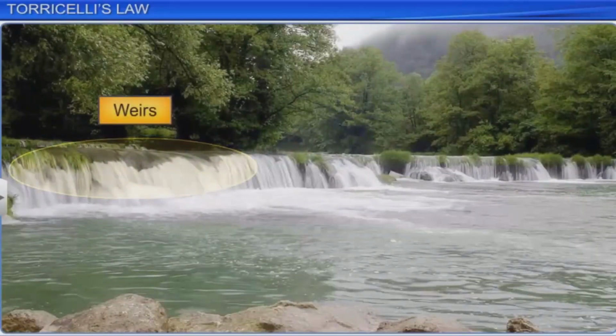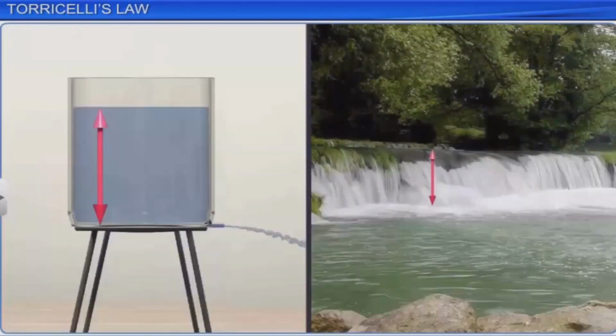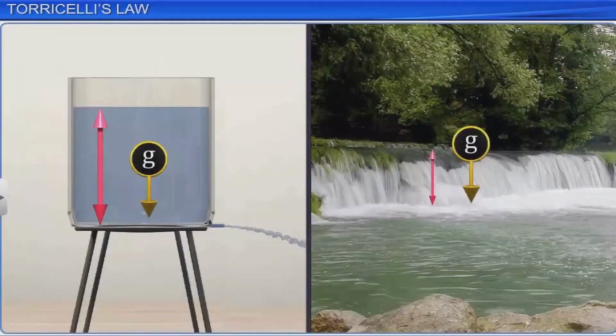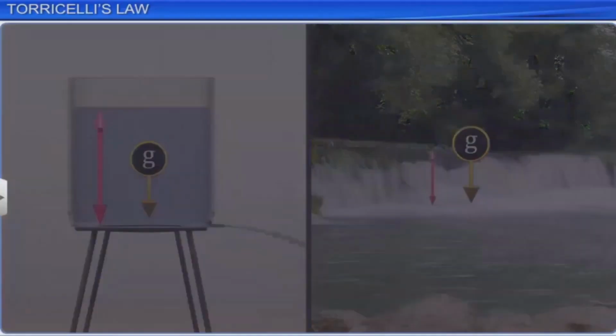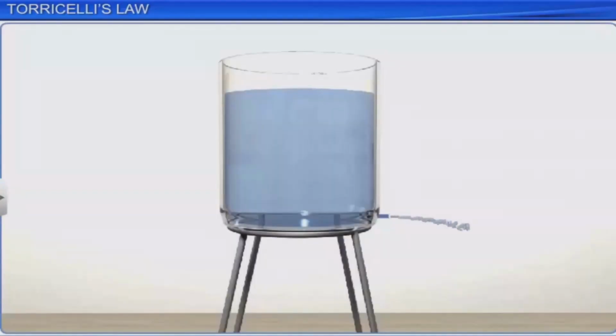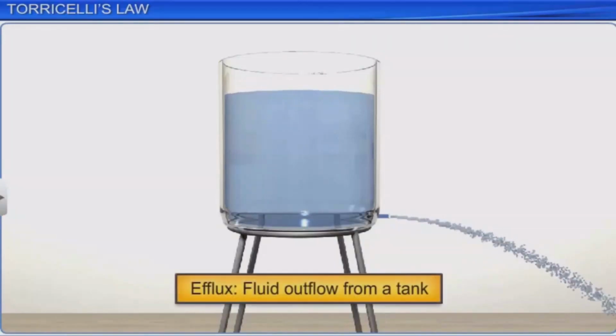A weir is a low dam built across a stream to raise its level or divert its flow. The flow from open channels and tanks is due to gravity, and the change in velocity is due to the change in the pressure head. Here, we will discuss the outflow of liquids from open tanks. The fluid outflow from a tank is known as efflux.